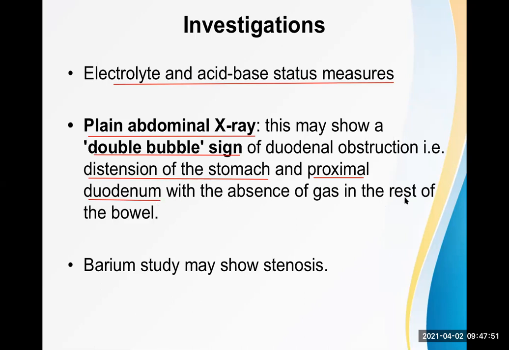What about the rest of the bowel? See there, the rest of the bowel doesn't have any gas because there is no continuity of the GI tract. The GI tract is not continuous there. It is acutely ended at the second part of the duodenum. There is a gap and the distal part starts a little later. So there is no gas in the distal part of the bowel.